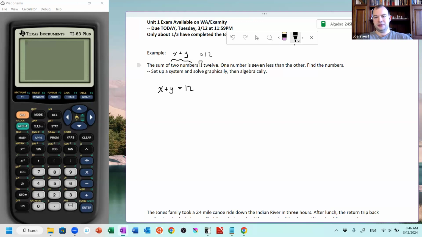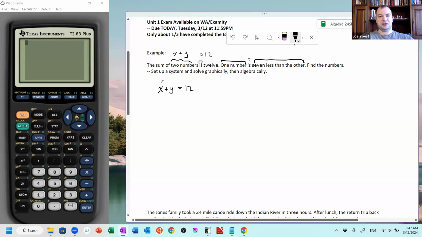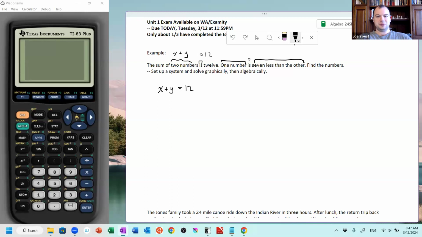And then I have that one number is 7 less than the other. Now, which one do I pick to be X and which one Y? It actually doesn't matter. The sum of two numbers is commutative, right? So whether I pick the first number I'm adding together as X and the second as Y or vice versa, I get the same answer. Since X plus Y equals 12 or Y plus X equals 12, it doesn't matter which order I pick my variables in. So I'll just say that one number is 7 less than the other.